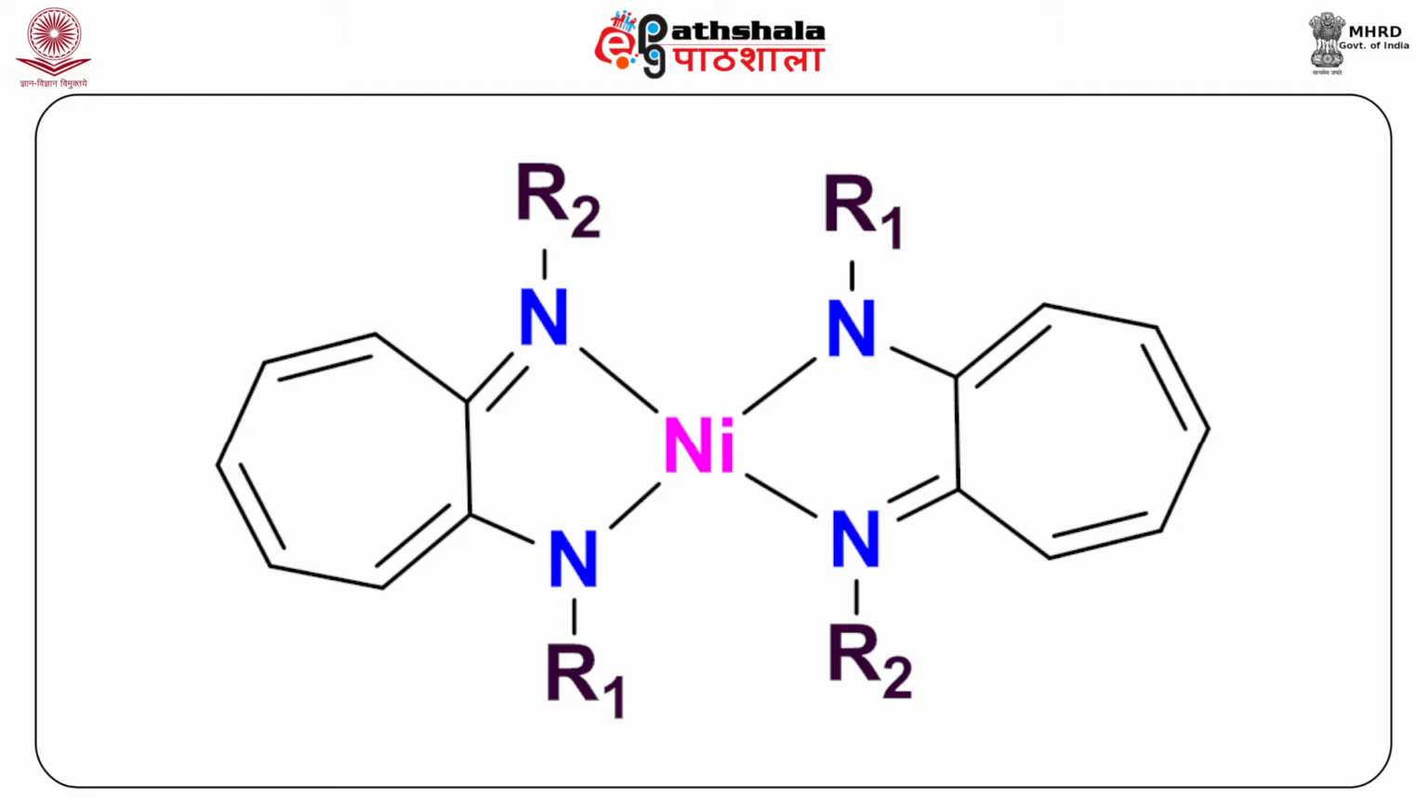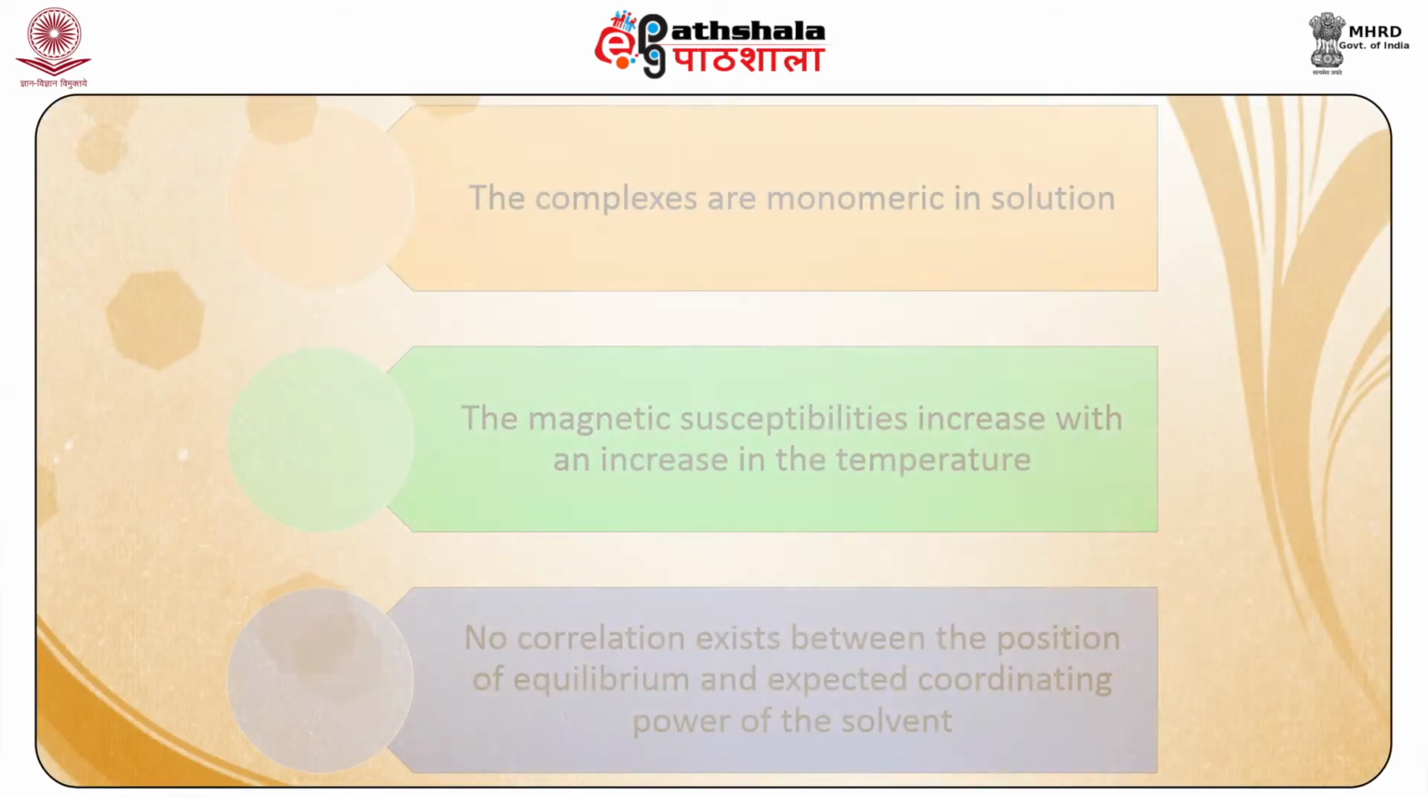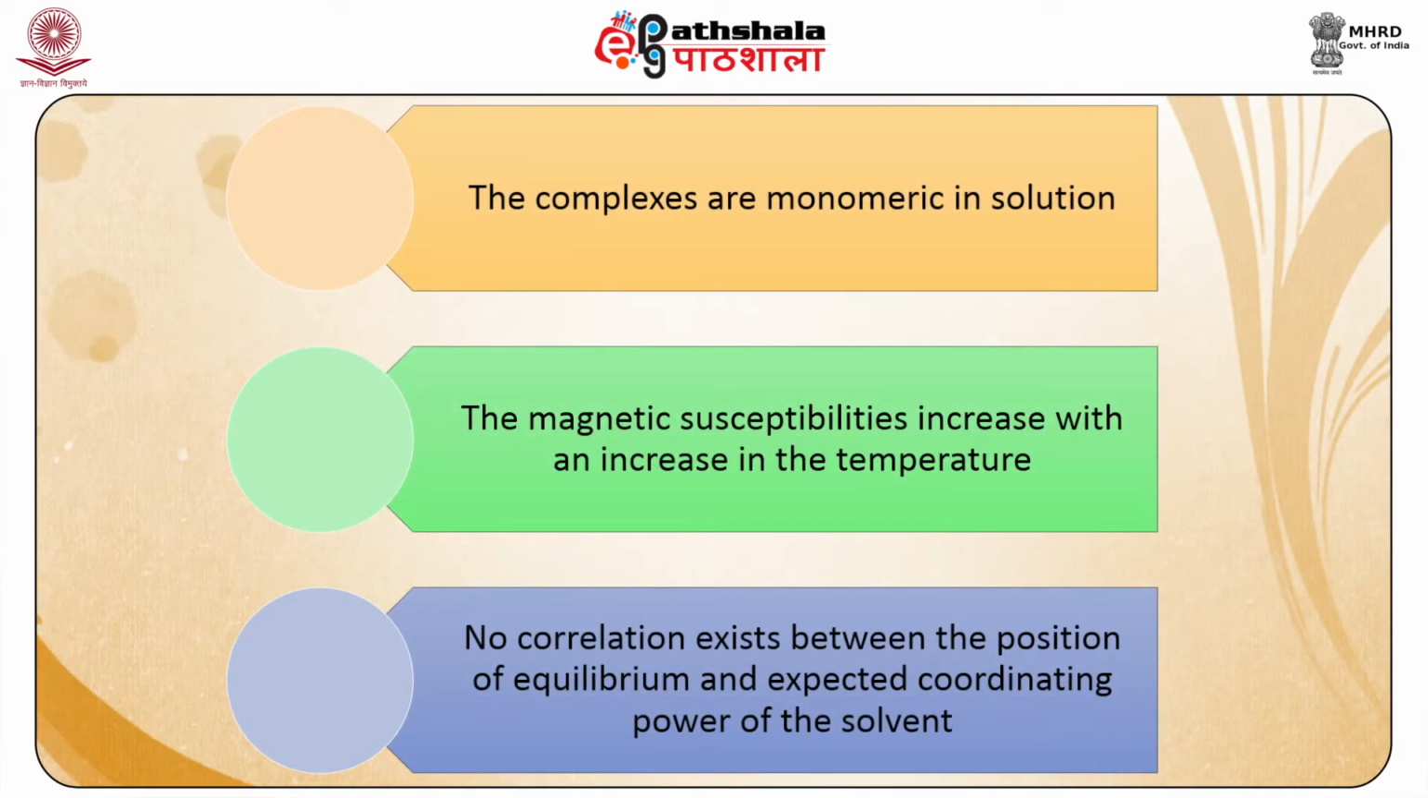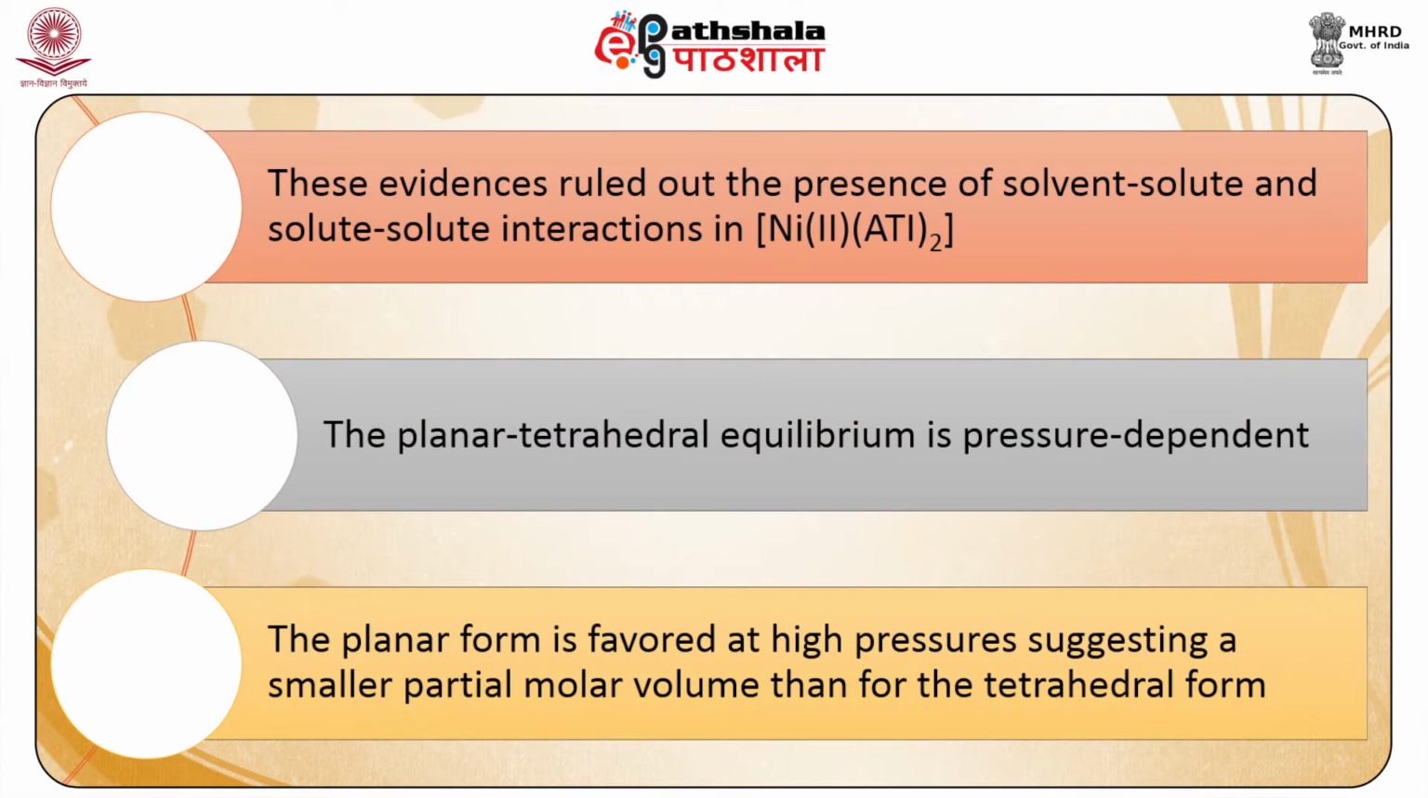The paramagnetic species in solution is tetrahedral, not octahedral. This fact has been established by evidence from several sources. First, the complexes are monomeric in solution. Second, the magnetic susceptibility increases with an increase in temperature, and no correlation exists between the position of equilibrium and the expected coordinating power of the solvent. These evidences rule out the presence of solvent-solute and solute-solute interaction in the complex.